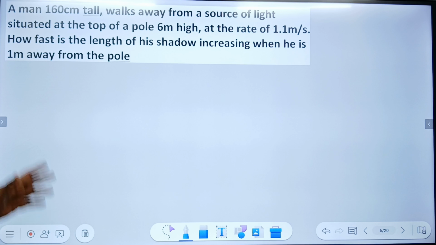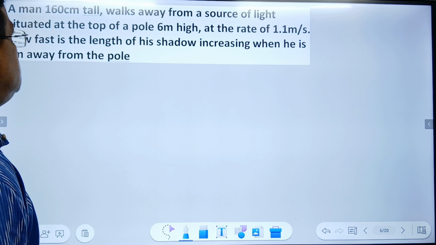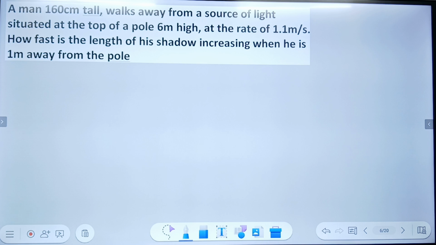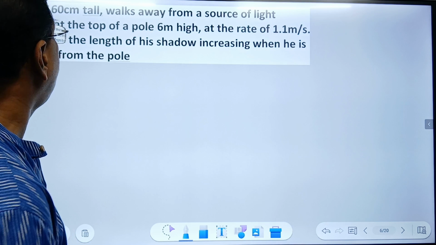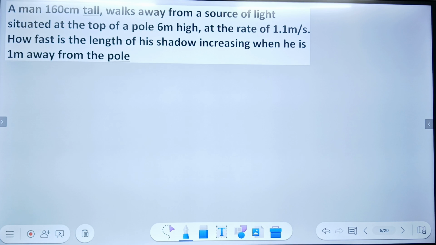Okay, this is another simple and very nice sum. A man 160 centimeters tall walks away from a source of light situated at the top of a pole 6 meters high at the rate of 1.1 meters per second. How fast is the length of his shadow increasing when he is 1 meter away from the pole?